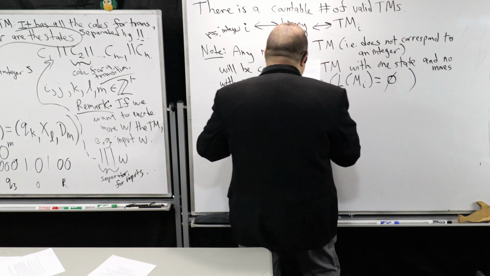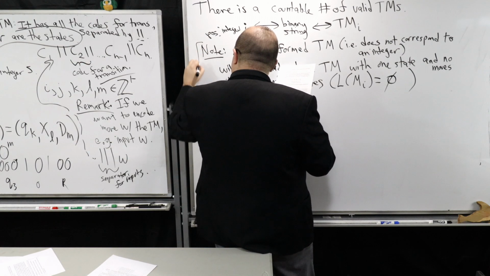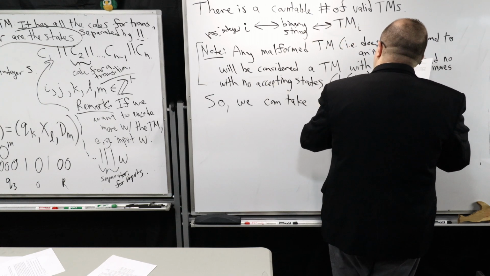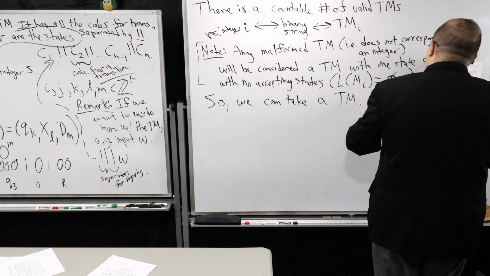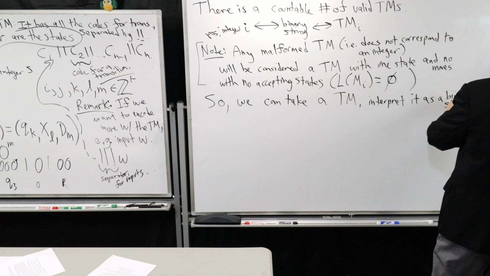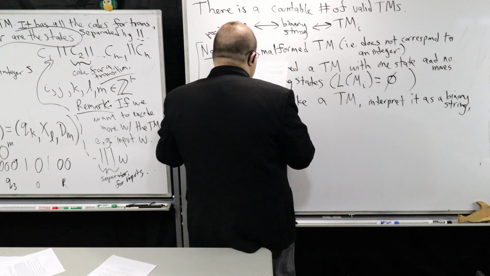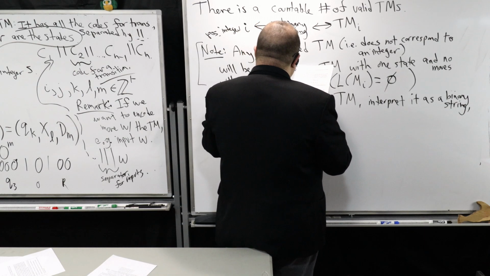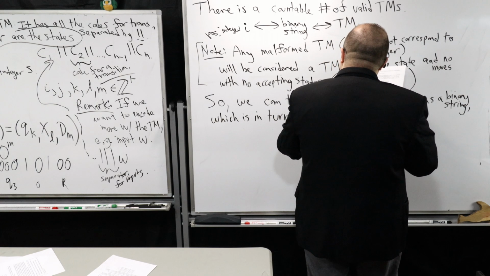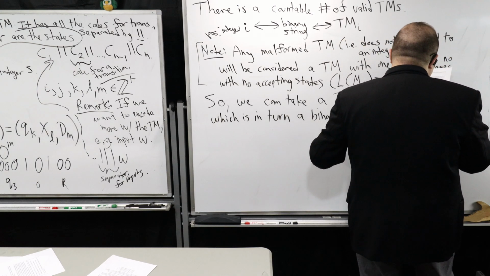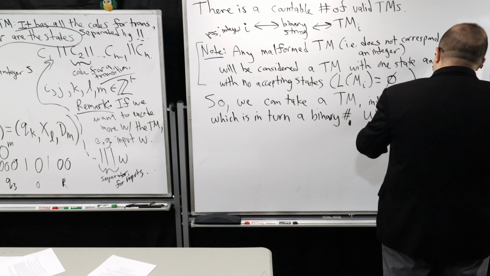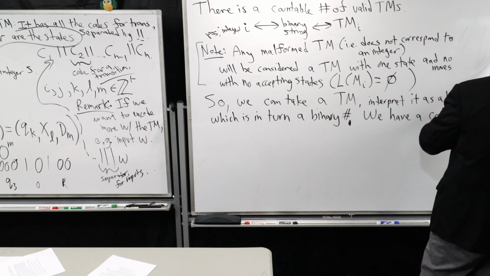So while you think about that, I'm just going to say, we can take a Turing machine, interpret it as a binary string, which is in turn a binary number. We have a code.